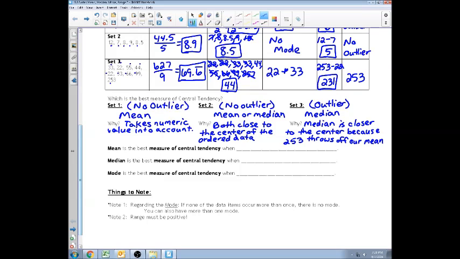So what we just learned there basically is if there is no outlier, we want to use the mean. When there is an outlier, we'll use the median. We'll talk about when we'd use the mode the most. So mean is the best measure of central tendency when there is no outlier. Median is the best measure of central tendency when we have an outlier. And mode is the best measure of central tendency when the data is not numerical.